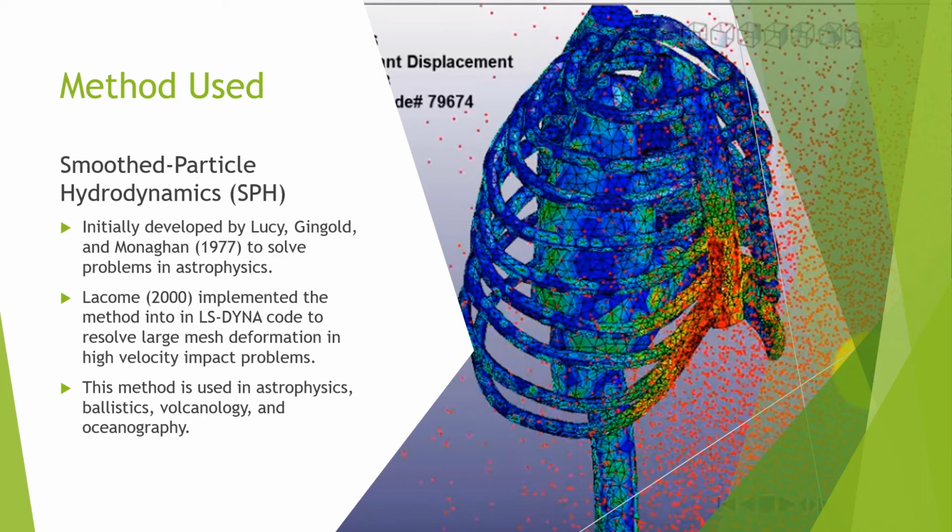This method is used in astrophysics, ballistics, volcanology, and oceanography. All examples of fields where tracking individual particles may be more important than mesh deformation. In the image to the right, you can see such particles impacting the rib cage and the internal organs.